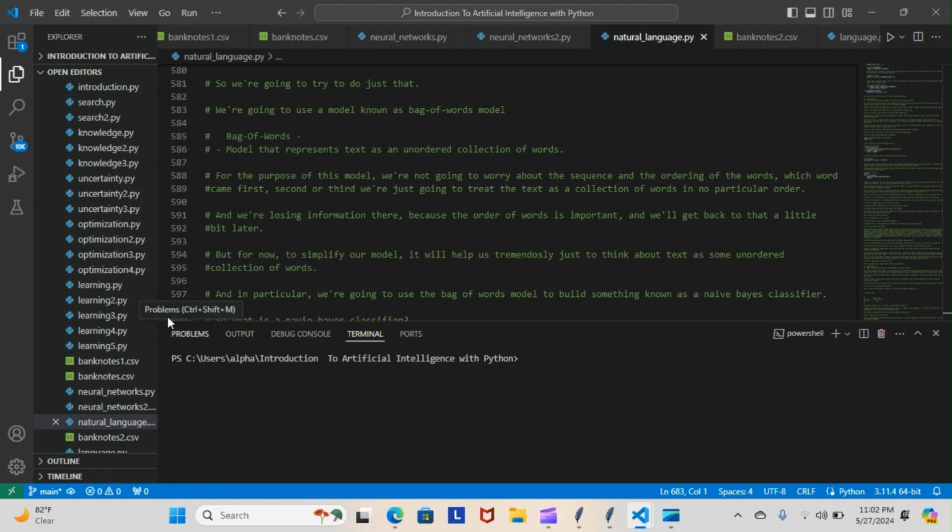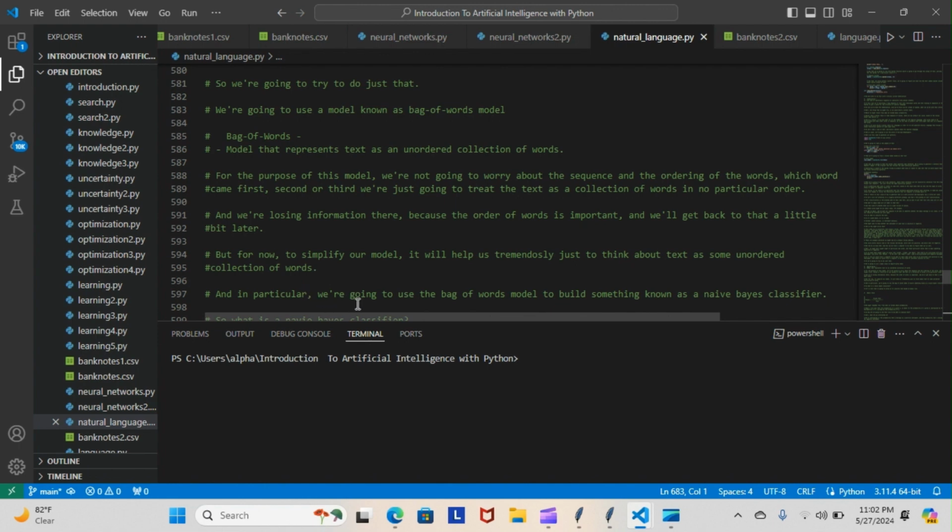So the bag of words, as you recall, is a model that represents text as an unordered collection of words. For the purpose of this model, we're not going to worry about the sequence and the ordering of the words, which word came first, second, or third. We're just going to treat the text as a collection of words in no particular order. And we're losing information there because the order of words is important, and we'll get back to that a little bit later. But for now, to simplify our model, it will help us tremendously just to think about the text as some unordered collection of words.